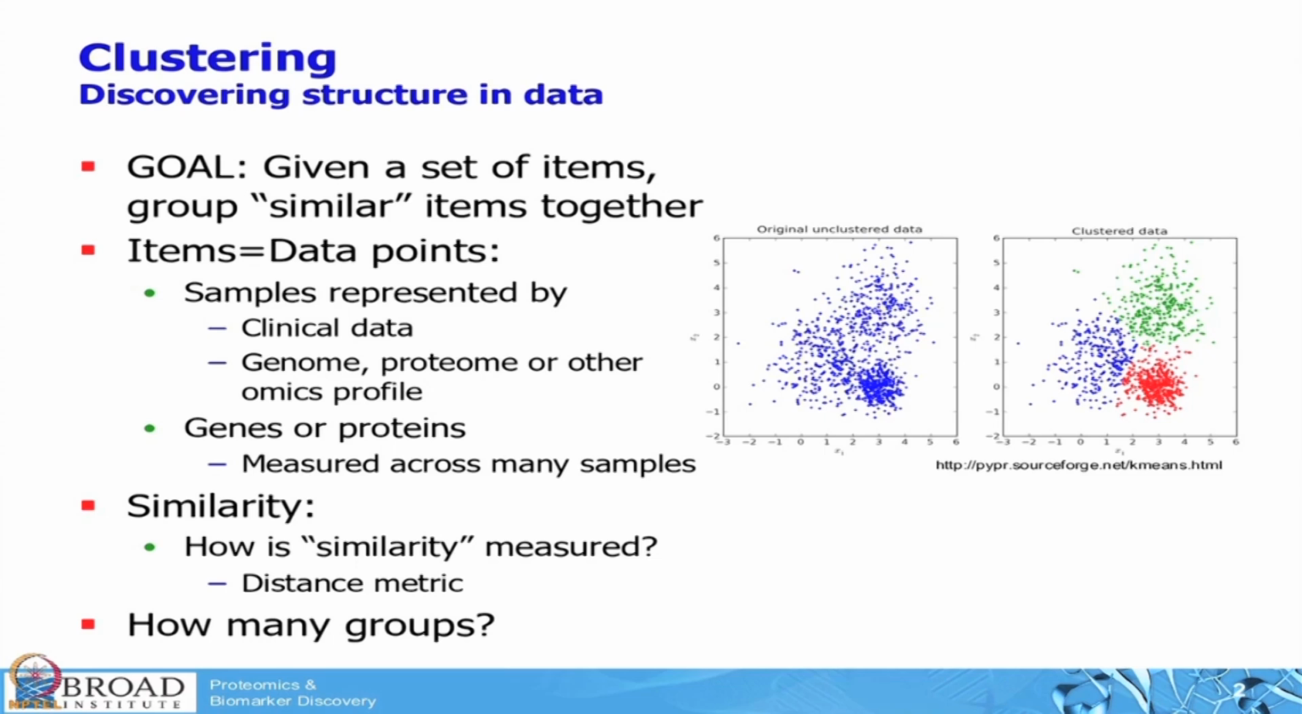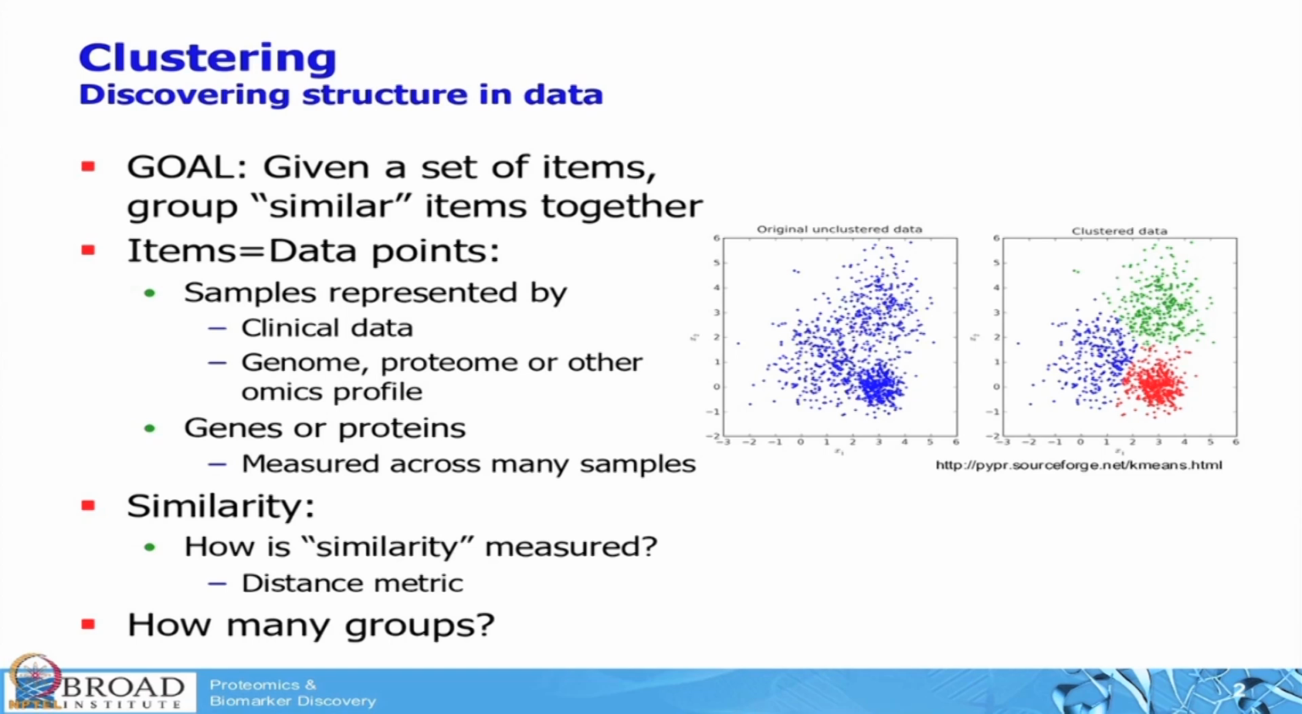They could be genes or proteins. So which genes are similarly changing across all your patients? You can cluster genes by similarity. You can cluster proteins by similarity. So any data point can be an item. And similarity is usually measured using a distance metric.